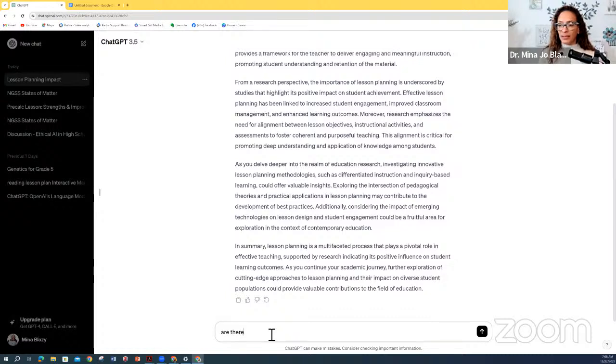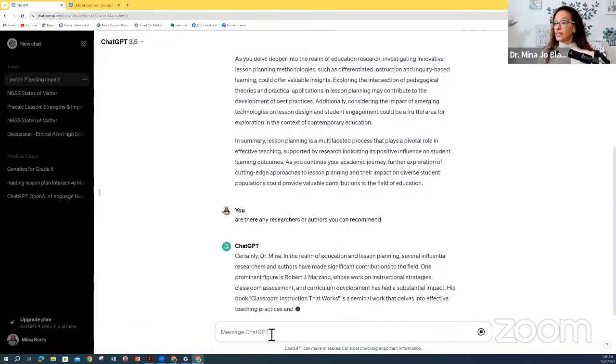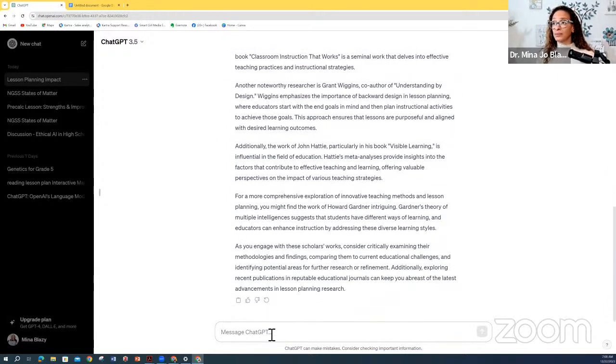Are there any researchers or authors you can recommend? So Marzano is one. I am starting to think of some other ones, there are some other ones. John Hattie, these are some, Visible Learning. John Hattie is a researcher, and he gives you all these ideas around why kids learn a certain way and what's the most effective for an individual student or groups of teachers.